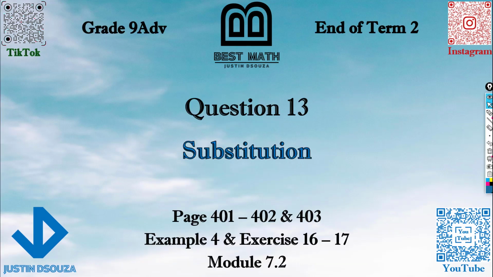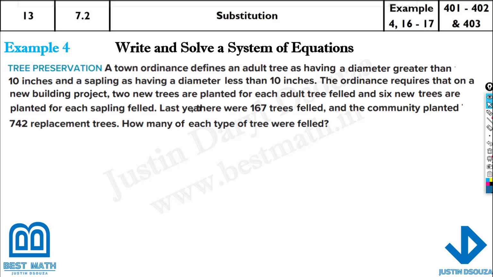In this video, we will solve real world problems on substitution. Since it's the electronic part of your exam, we will just write the equations and then solve it in the calculator directly. It's about tree preservation over here. A town ordinance defines an adult tree as having a diameter greater than 10 inches and a sapling as having a diameter less than 10 inches. So if it's greater than 10 inches, it's an adult tree, whereas otherwise it's a sapling.